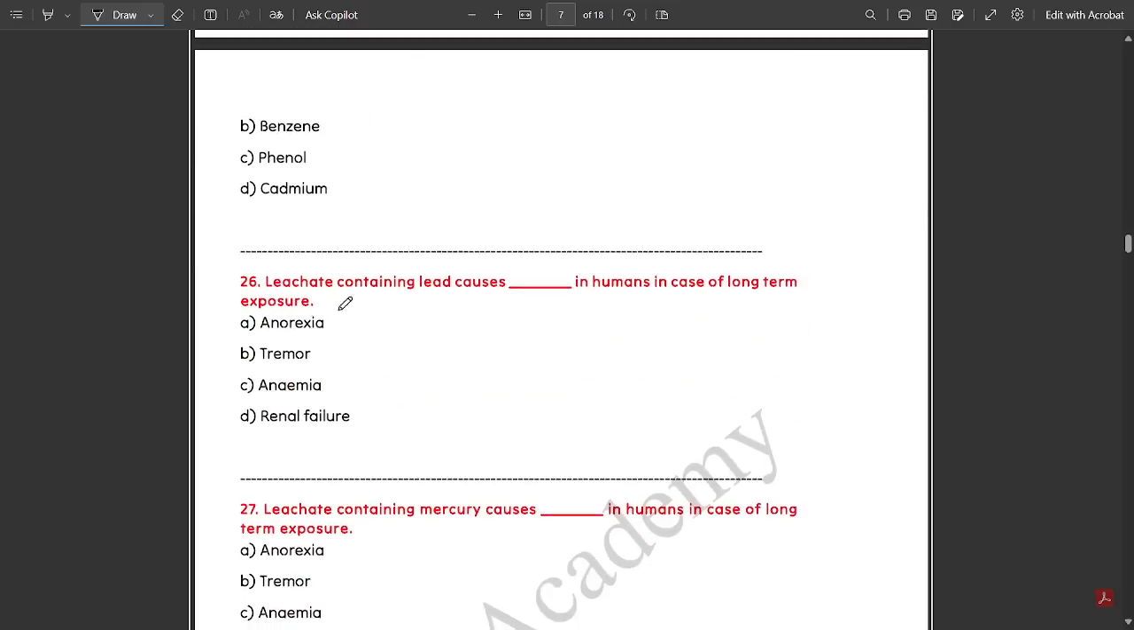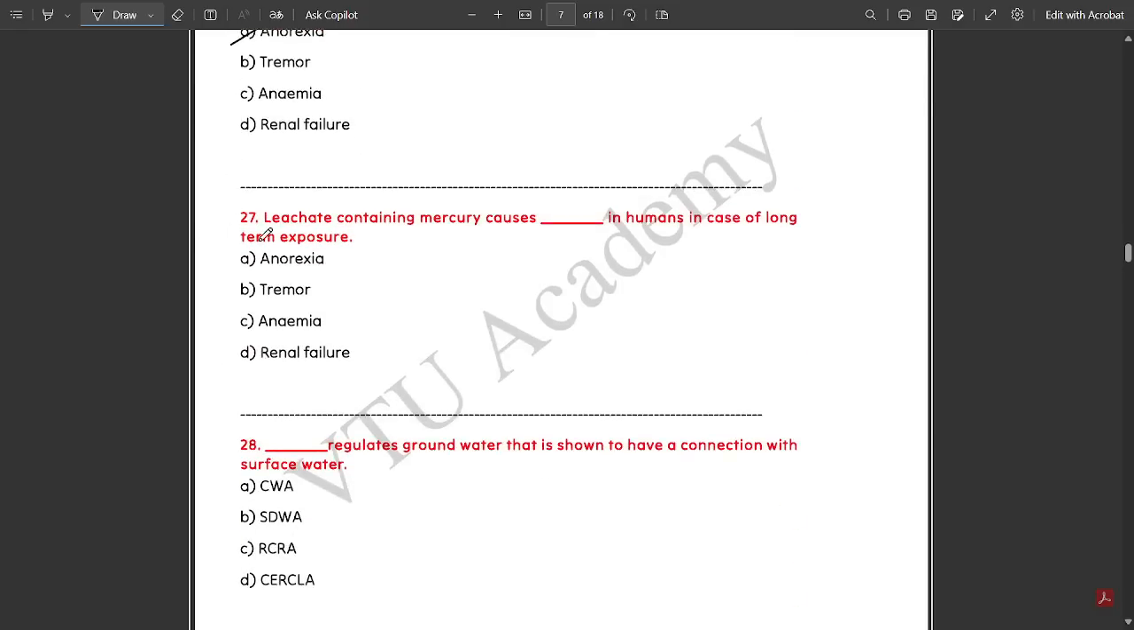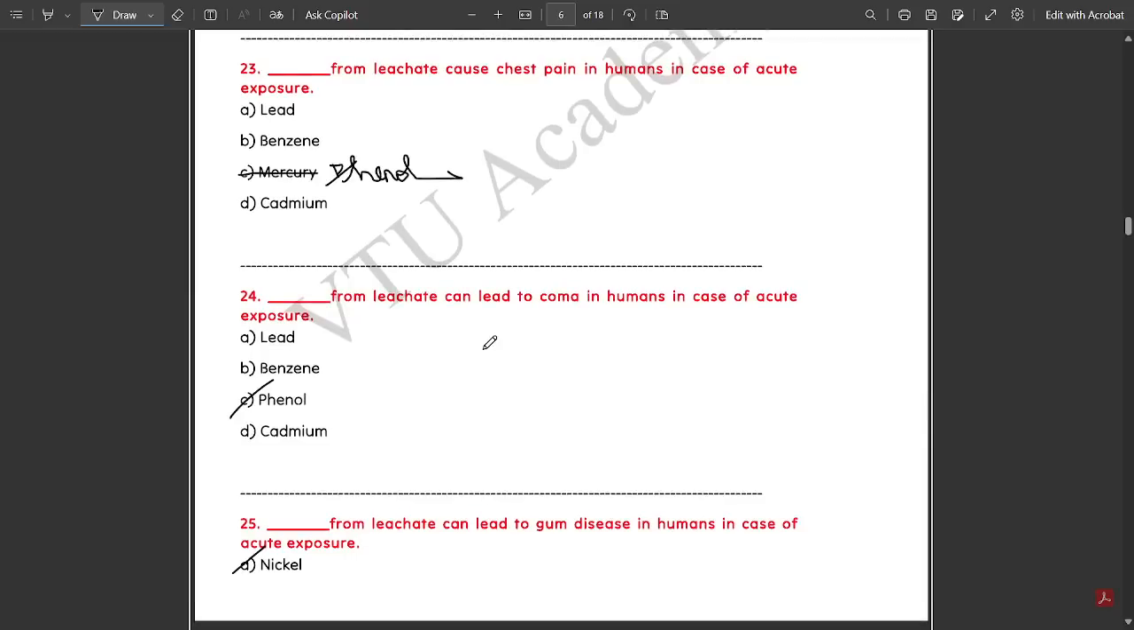Next question, leachate containing lead causes dash in humans in case of long-term exposure. The answer is anorexia. Next question, leachate containing mercury causes dash in humans in case of long-term exposure. The answer is anorexia.